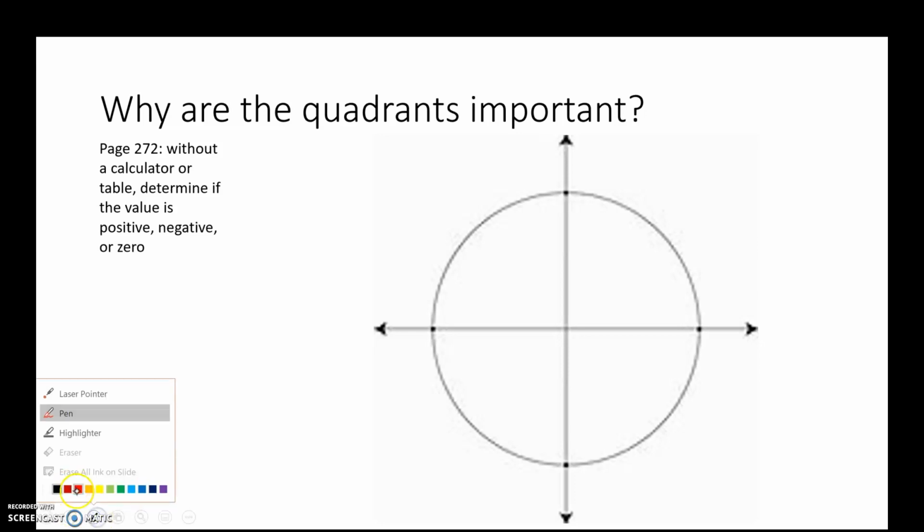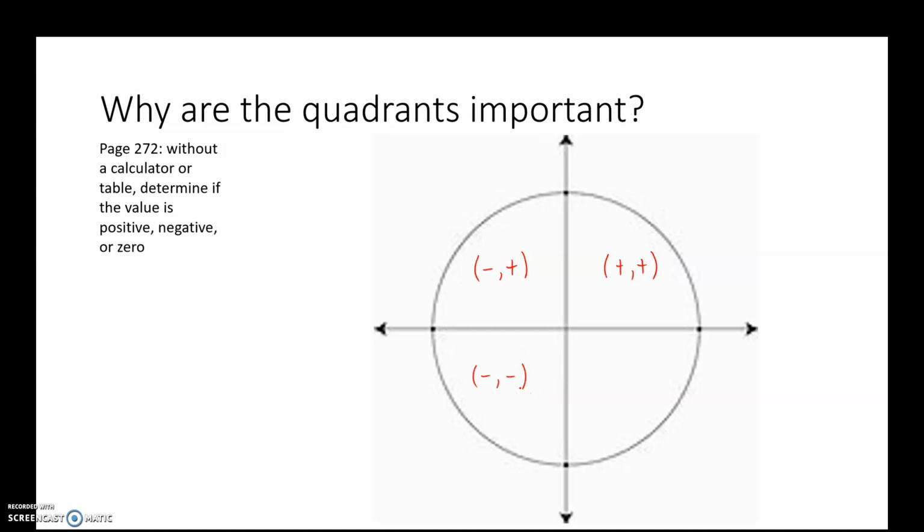And I've talked about this before, but reiterating doesn't hurt. First quadrant, no matter what we're talking about, our x coordinate is positive, as is our y. In the second quadrant, x coordinate negative, y coordinate positive. Third quadrant, both x and y are negative. Fourth quadrant, x is positive, y is negative.